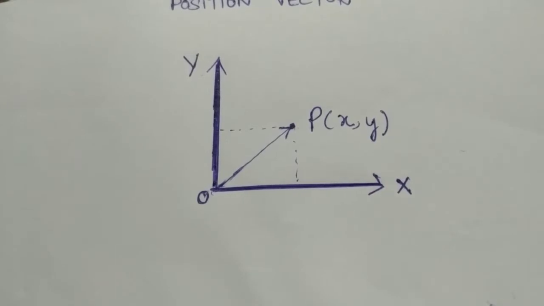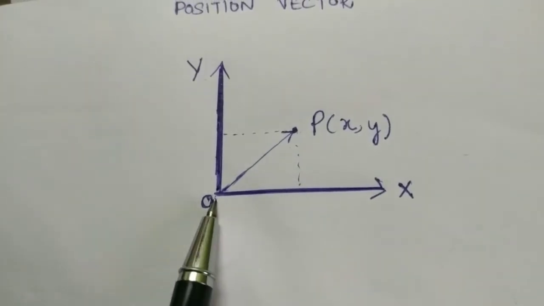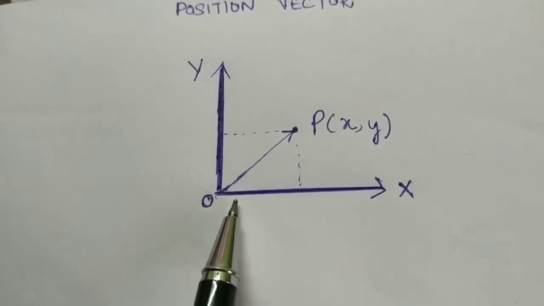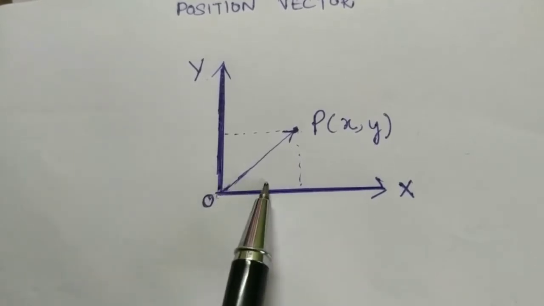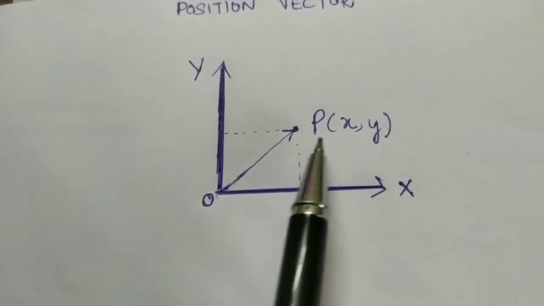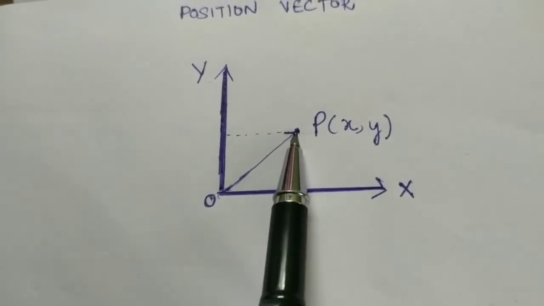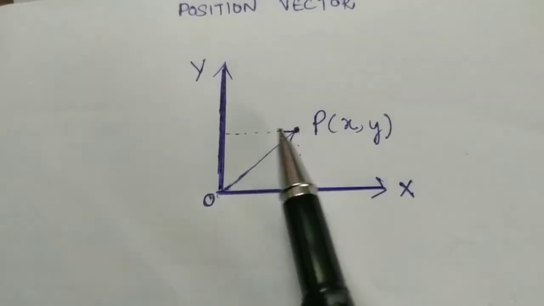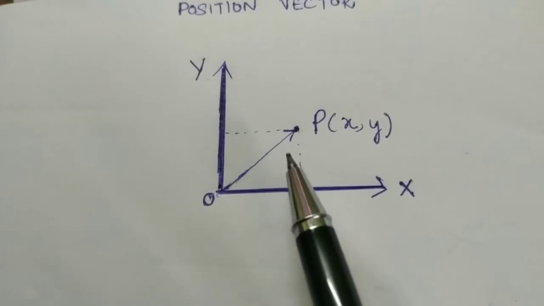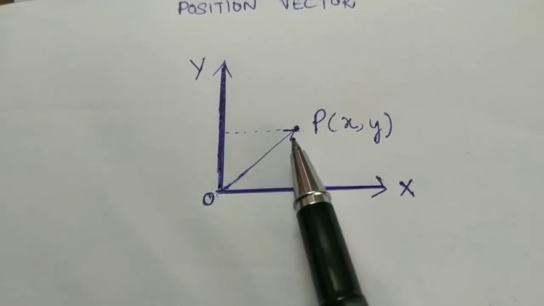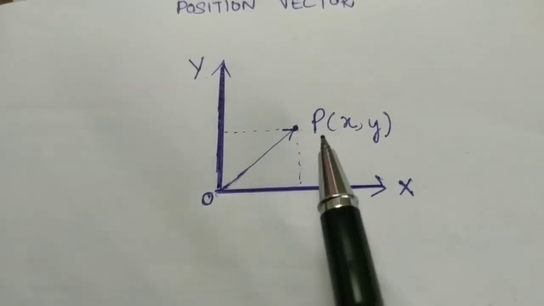Whatever may be the axis, we need a reference point. Here we took the reference point as O, that is the origin. The origin is where the axes x and y coincide with each other. This is taken as the reference point. So here I plot a point P. From O I draw a straight line, which represents the position of this point. So this line is the position vector.